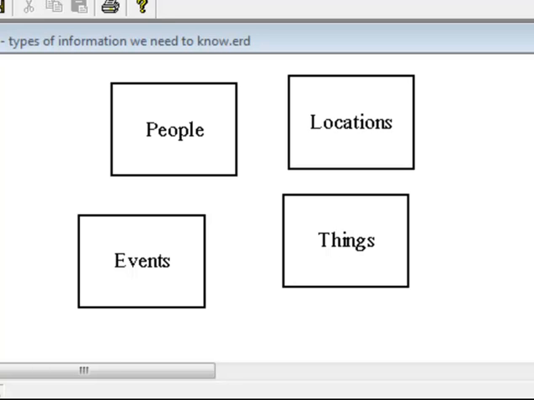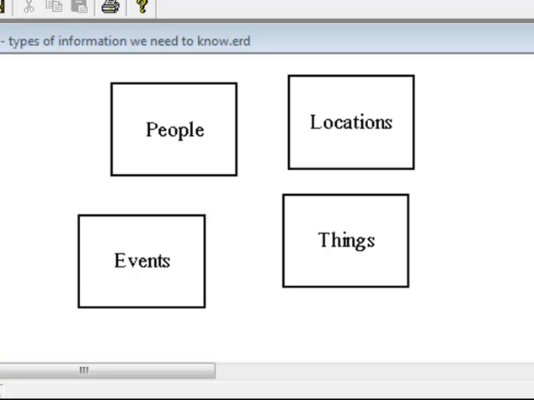So the very first thing we do is identify the entities, because that's what we need to know about. And we know there are 4 types: people, locations, events and things. Not just for our model, which is retail, but any model. This is a wonderful thing. There are only these 4 entities. So it helps to identify which entities we need by knowing there are only these 4 types.